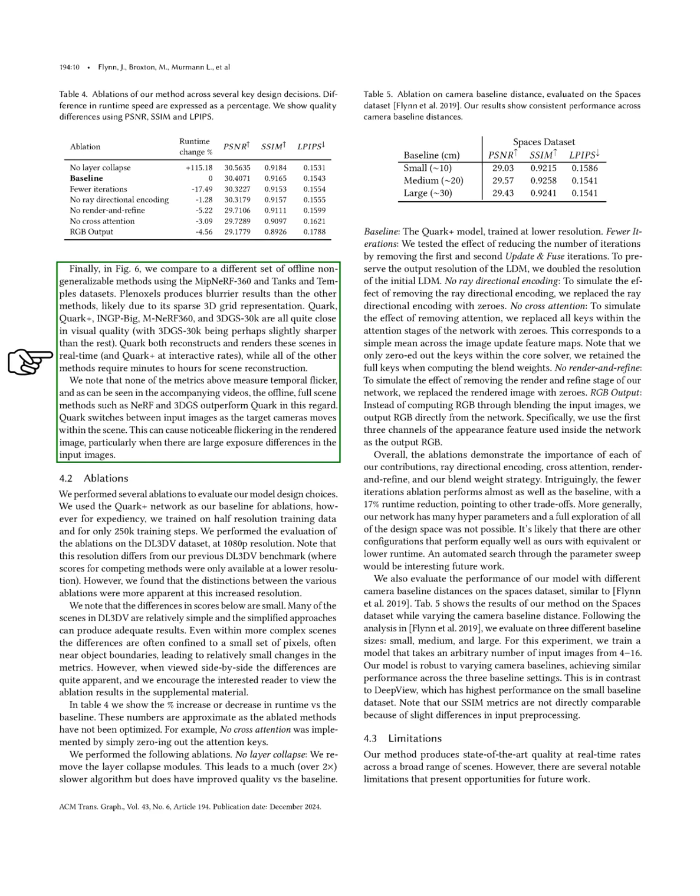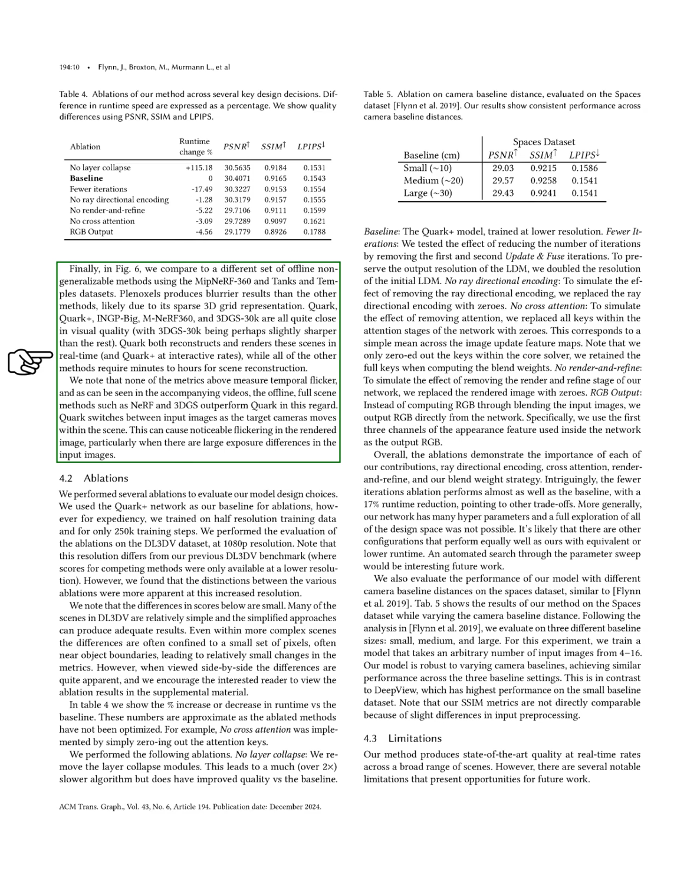Finally, we compare to other offline non-generalizable methods using the Mip-NeRF 360 and Tanks and Temples datasets. We find that Plenoxels yields blurrier results due to its sparse 3D grid representation. Quark, Quark Plus, INGP Big, Mip-NeRF 360, and 3DGS 30K show similar visual quality, with 3DGS 30K being slightly sharper. Quark reconstructs and renders in real time, while other methods take much longer.